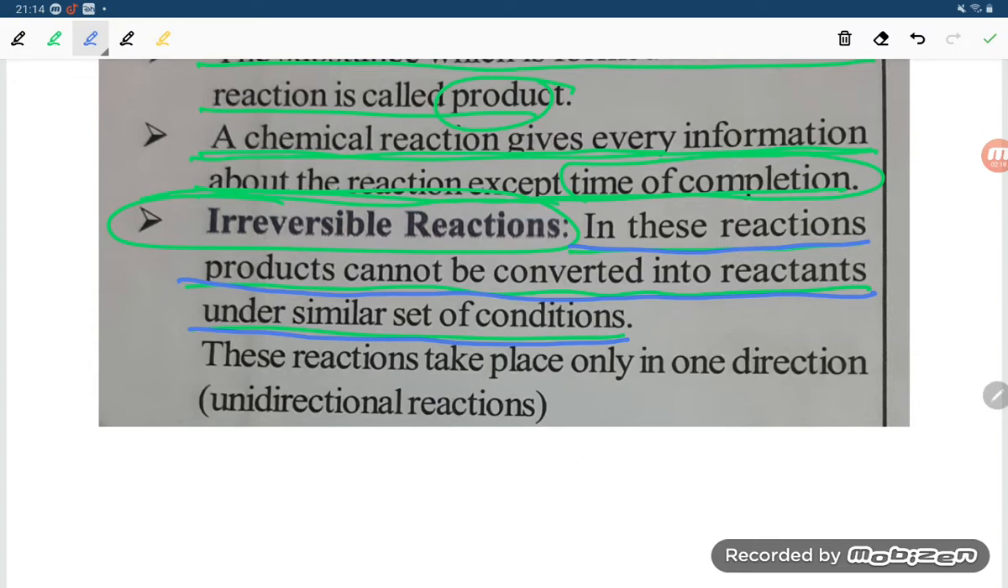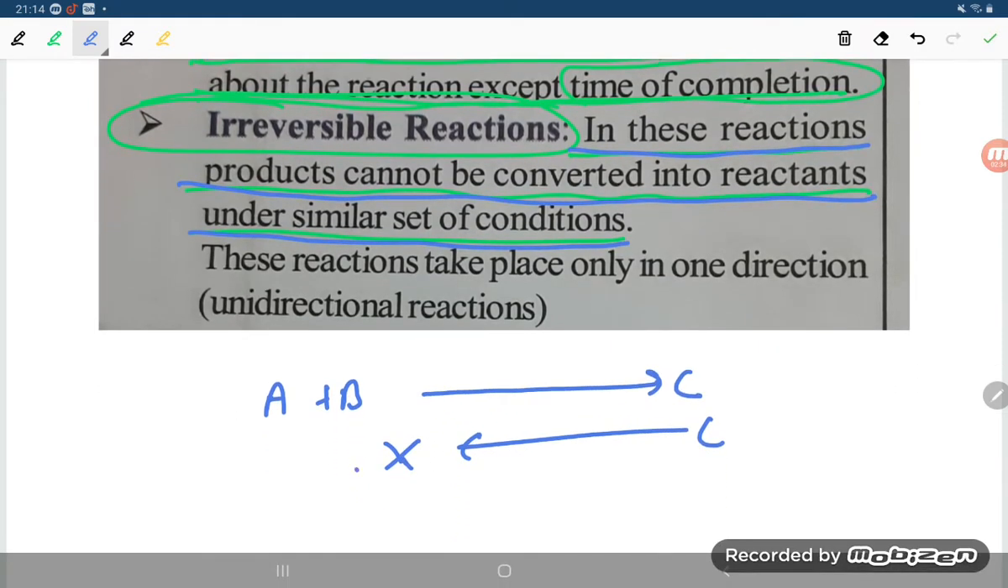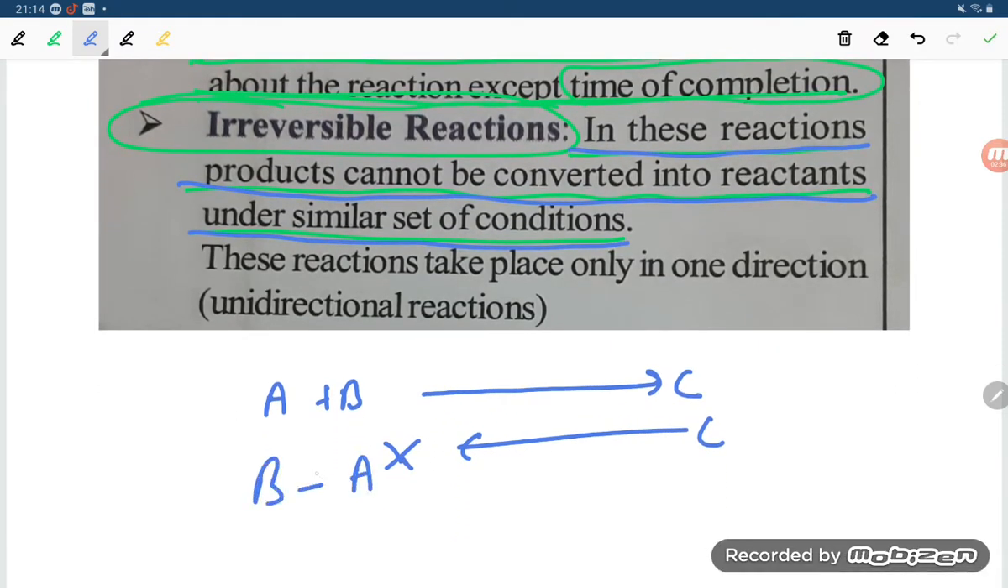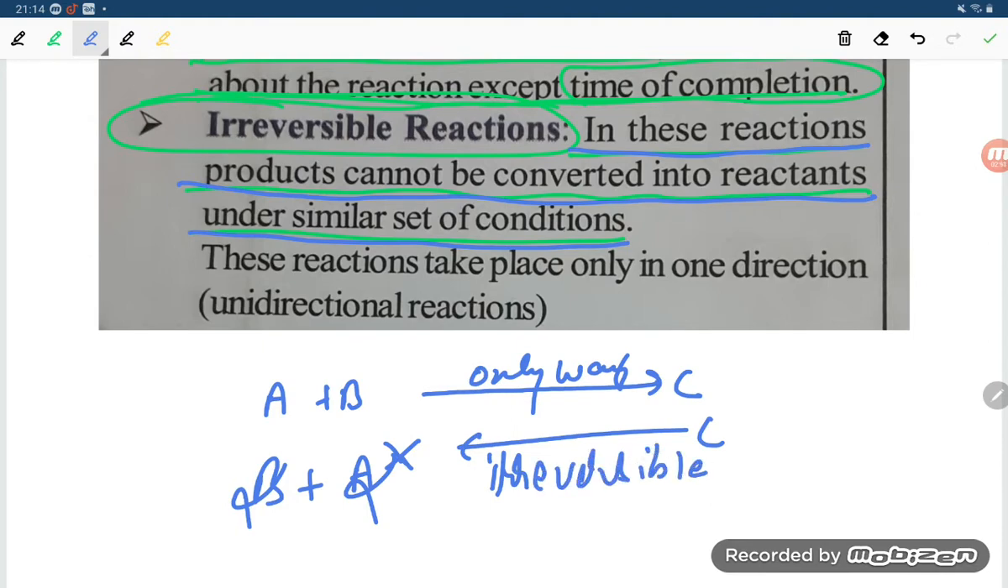So for an irreversible reaction, A plus B converts into C, but C will not convert back into A plus B. A is not possible, and B is also not possible. So this is a one way process, only one way. One way process means this is the irreversible reaction, students.